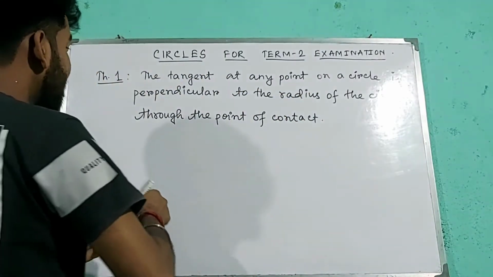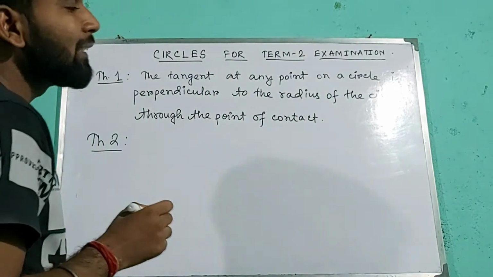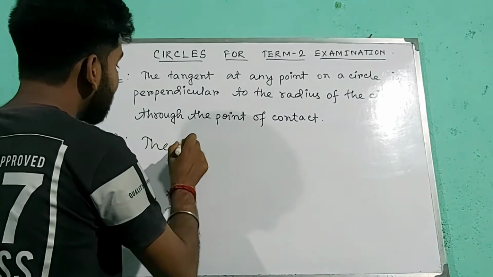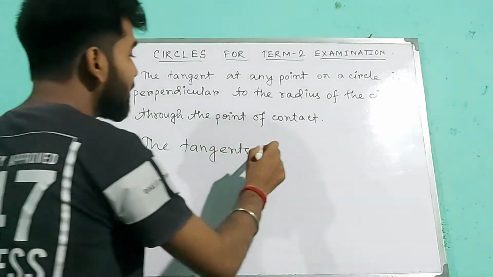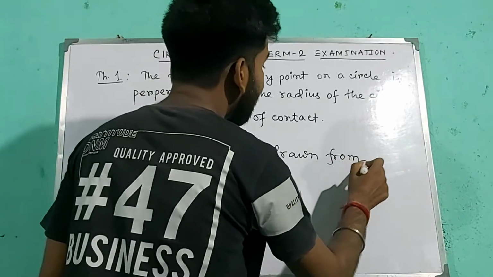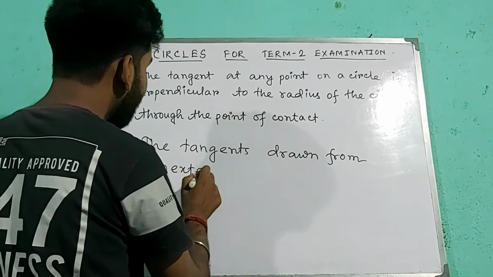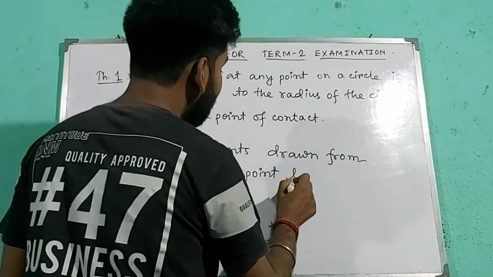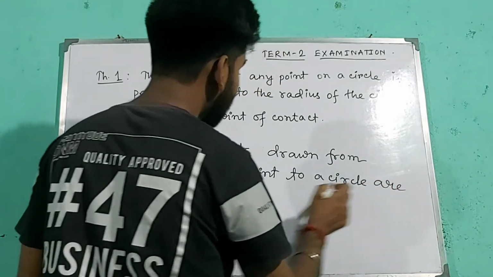Now what is the second theorem that is in your reduced syllabus? The tangents, this time plural, drawn from an external point to a circle are equal.